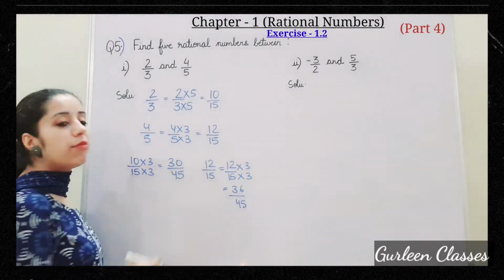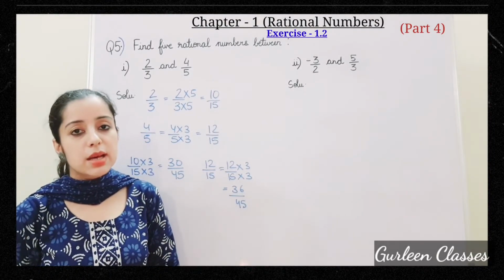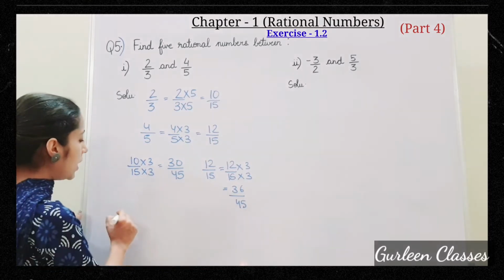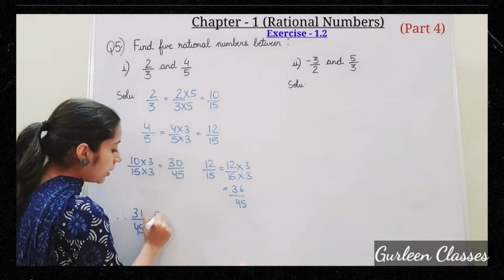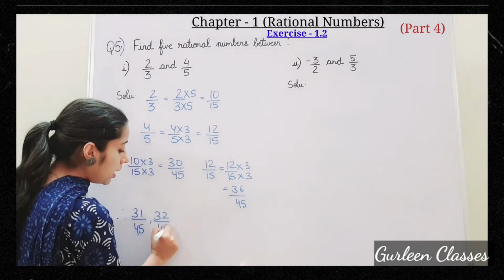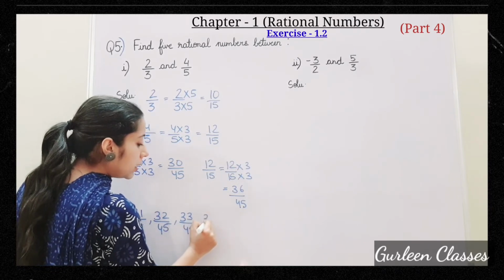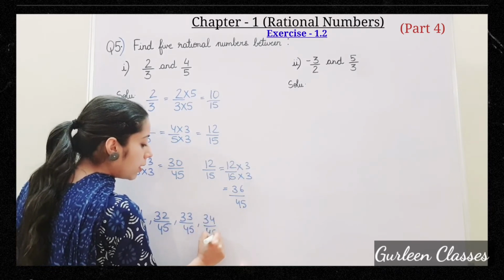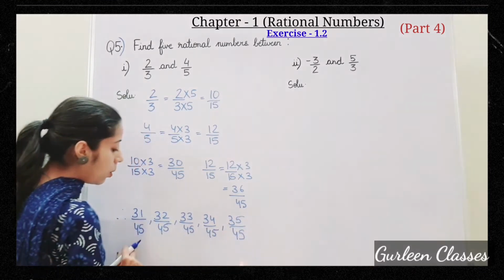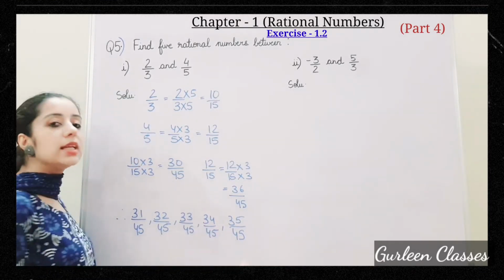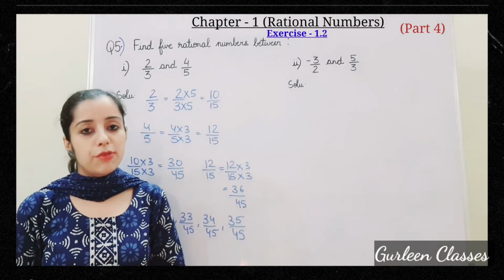So now we can find out 5 rational numbers between 30 upon 45 and 36 upon 45. So let us write them. 31 upon 45, 32 upon 45, 33 upon 45, 34 upon 45 and 35 upon 45. 1, 2, 3, 4, 5. So these are the 5 rational numbers between 2 upon 3 and 4 upon 5.